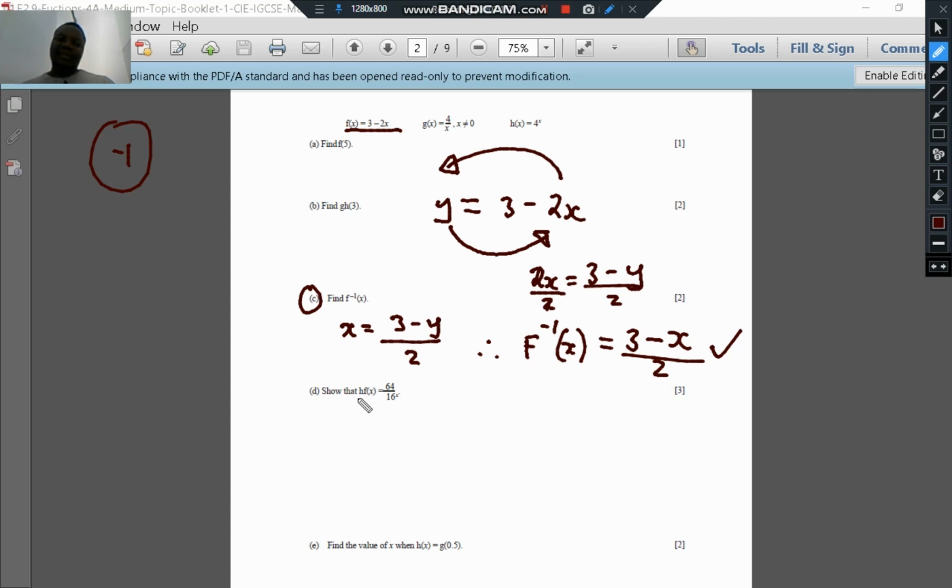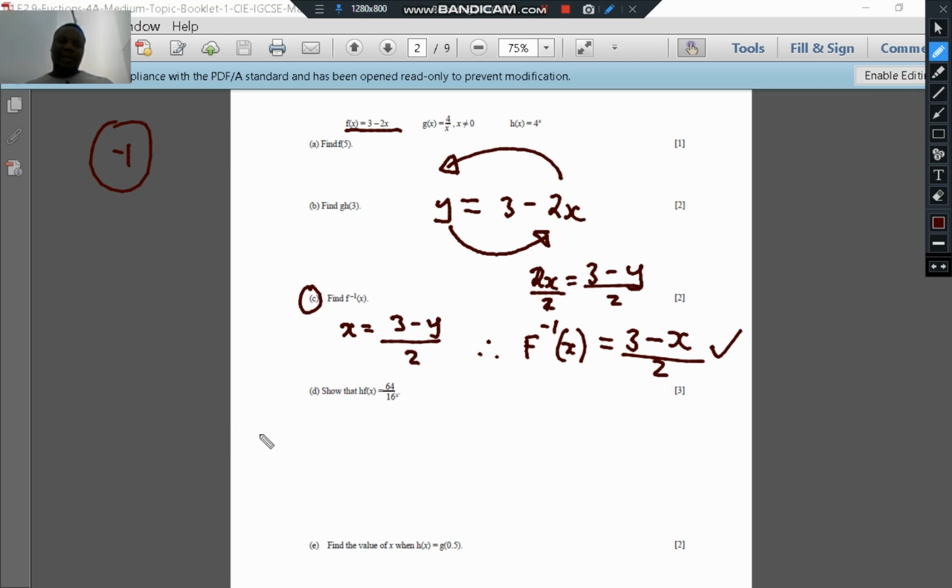Now there is part D here, which says show that h of f of x is equal to 64 over 16 to the power of x. So guys, forgive me for the font size. I had to reduce everything so that the whole question can be on one page for this video. Now here they've told us that if we put the function f of x into h of x, we need to show that it is going to be equal to 64 over 16 to the power of x.